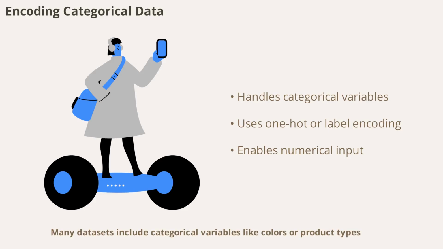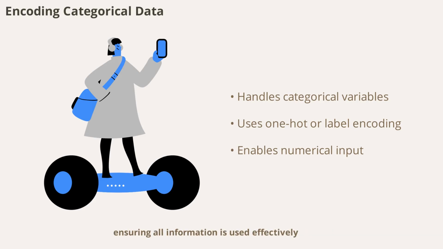Many datasets include categorical variables like colors or product types. Machine learning algorithms require numerical input, so these categories must be encoded. Techniques like one-hot encoding and label encoding transform categorical data into a format the algorithm can understand, ensuring all information is used effectively.